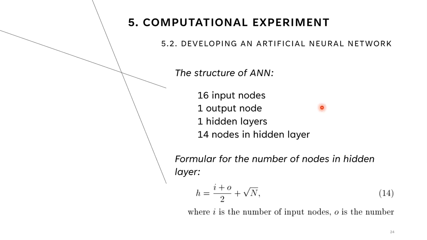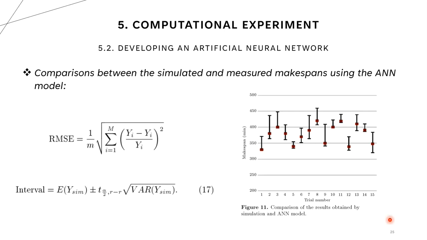And the author also presents that the problem has 16 control factors as the input neurons and the makespan as the single output. Therefore, the ANN includes 16 input nodes and one output node. The number of nodes in the hidden layer can be estimated by formula 14, and the result of this formula is 14 nodes.